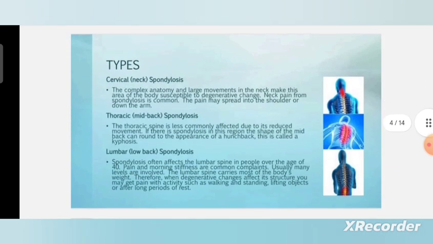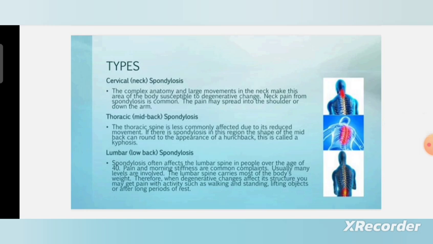Next are the types of spondylosis, and these types are classified according to the region of the spine. So first is the cervical neck spondylosis. The complex anatomy and the large movement in the neck make this area of the body susceptible to degenerative changes. And the neck pain from spondylosis is common. The pain may spread into the shoulder or down the arm.